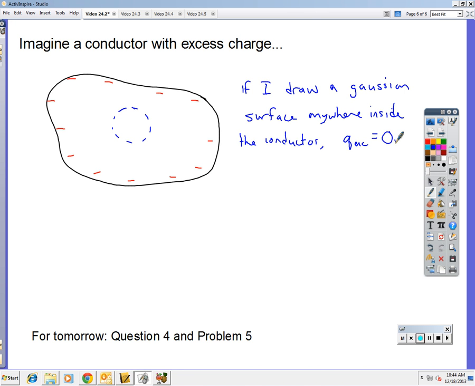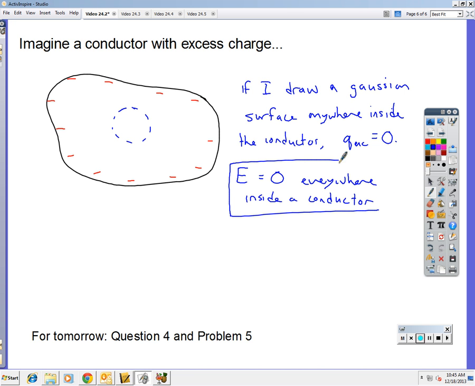A result of that is that the electric field equals 0 everywhere inside a conductor. That is a general result that you should memorize and be able to explain why. You draw a Gaussian surface. As long as that Gaussian surface is entirely inside the conductor, the enclosed charge is 0. And because that is true of any Gaussian surface in the conductor, that means the electric field inside the conductor is 0. Proving that rigorously mathematically is tremendously difficult, but it makes intuitive sense.